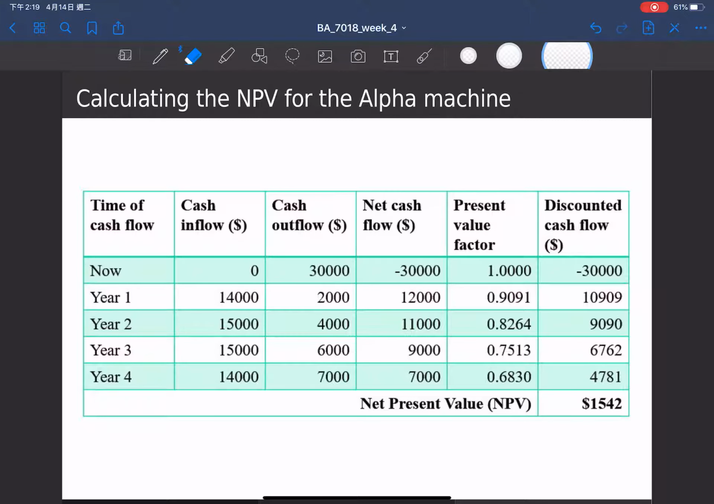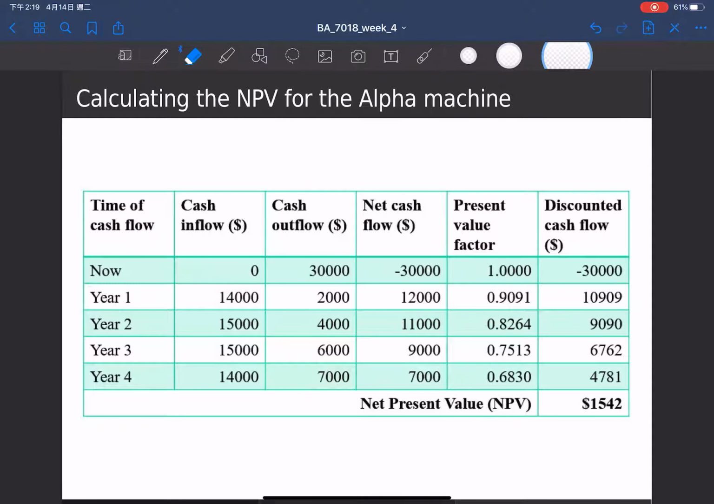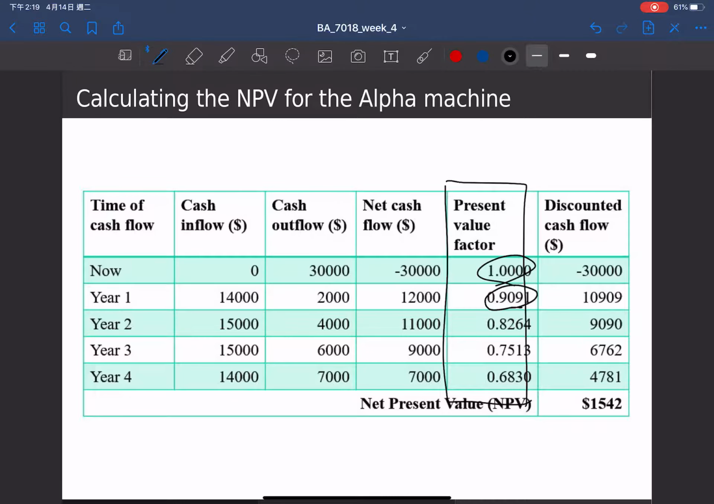So the text uses something called the present value factor to do the calculation. For now, everything is associated with a present value factor of 1. For 1 year from now, everything is associated with a present value factor of 0.9091. That means $100 from a year from now is only worth to me $100 times 0.9091 today. Okay?